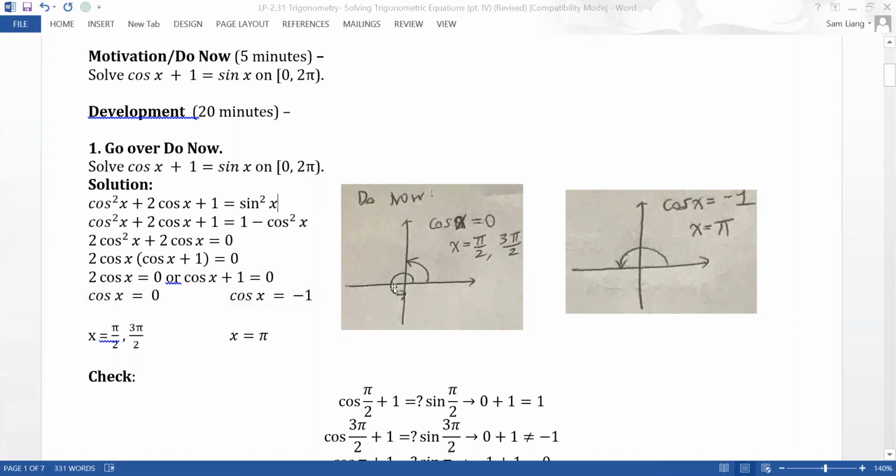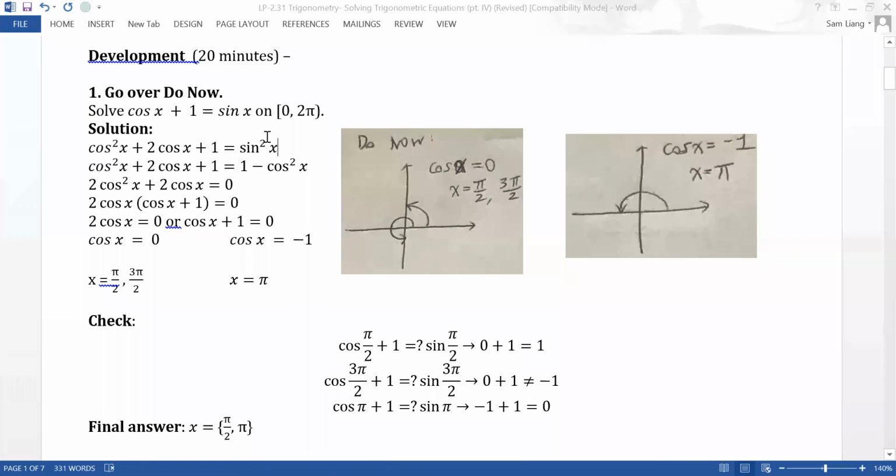As I said, because we squared both sides in the first step, we had to check for extraneous solutions. So I'm going to check for each of these this time. First is pi over 2. As you'll see, you're going to get cosine pi over 2 plus 1 and sine pi over 2 on the right. Cosine pi over 2 is 0, so we get 0 plus 1 is 1, so that works. So pi over 2 is a valid solution.